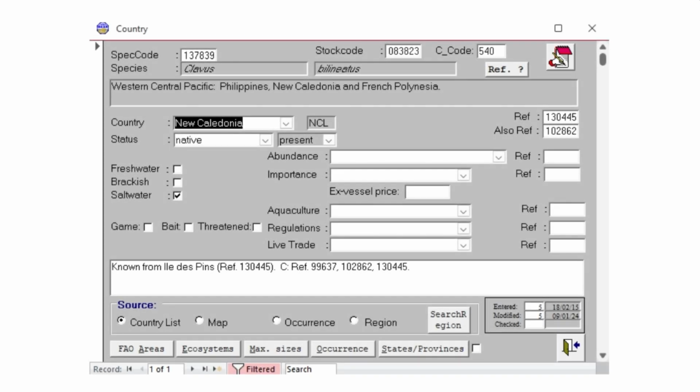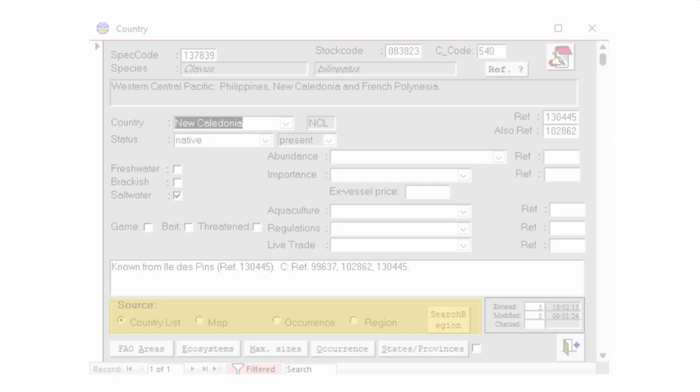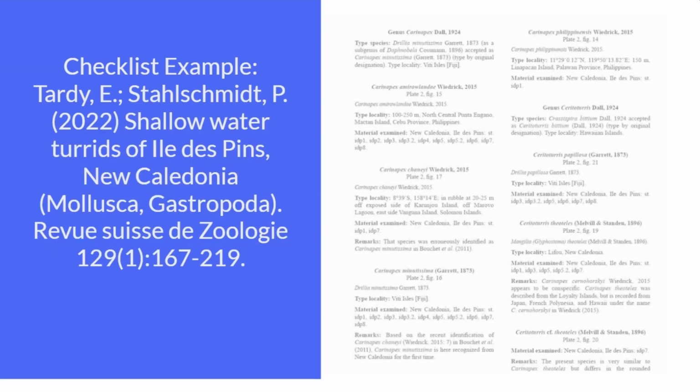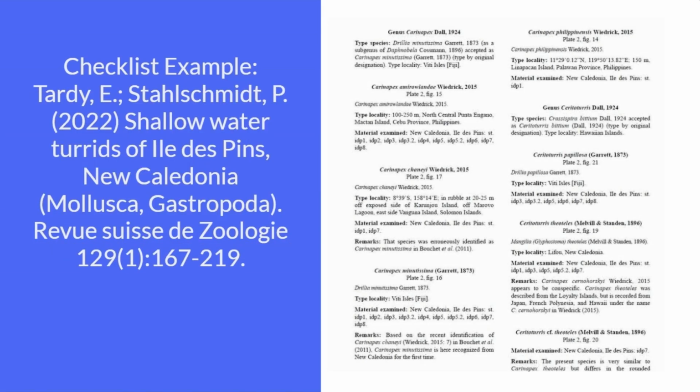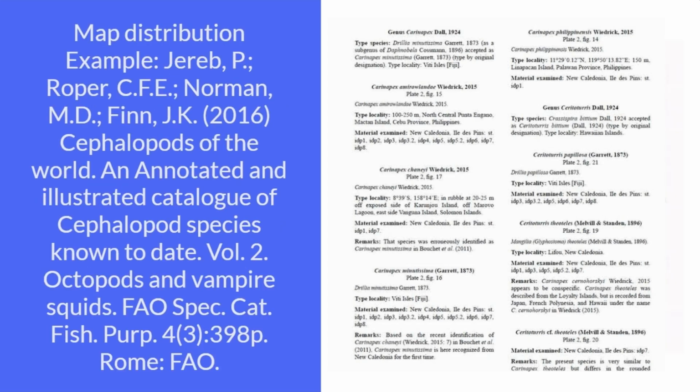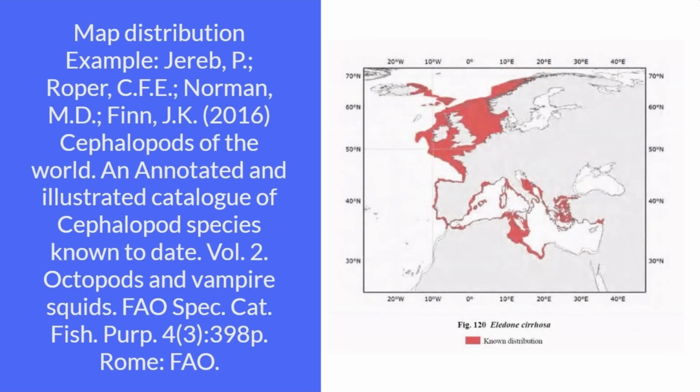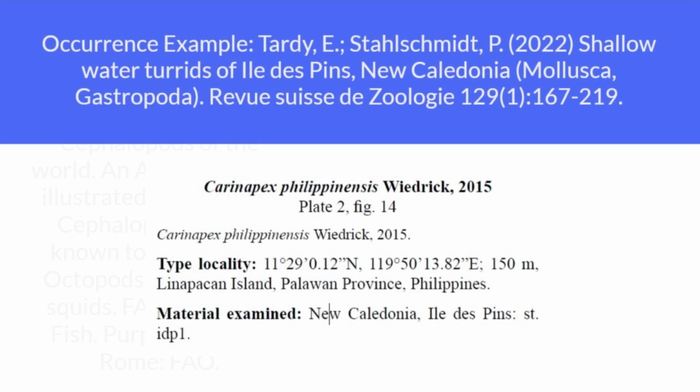In the country table, we also have source qualifiers: checklist, map, occurrence, and region. These are used as indicators of validity based on the references used. The most reliable and our top priority sources are checklists, followed by map distributions, occurrences that provide an exact point where they are found, and lastly, the general region where they are found. The general region is used only if there is no other reference available confirming its presence in the area.